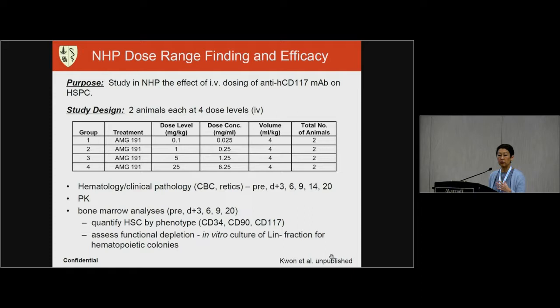Now, one of the things we knew from talking with Amgen is that when they did their first-in-human studies, they had seen an effect they did not want to see, like an off-target effect, they thought, which was a decrease in the reticulocytes, which is indicative of the fact that the antibody had suppressed hematopoiesis. So we were overjoyed to hear that. So we were looking at that as well.